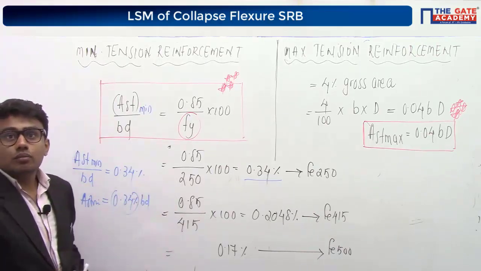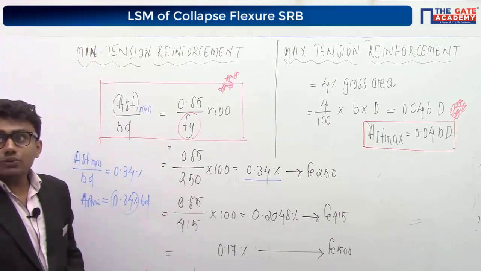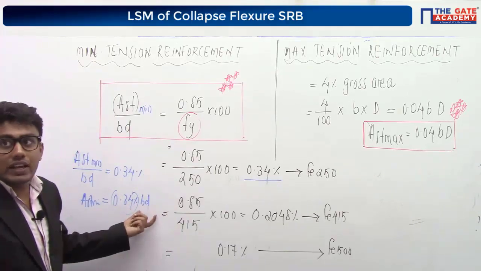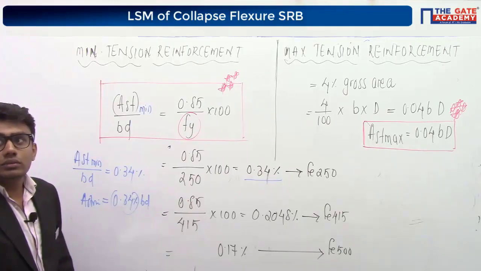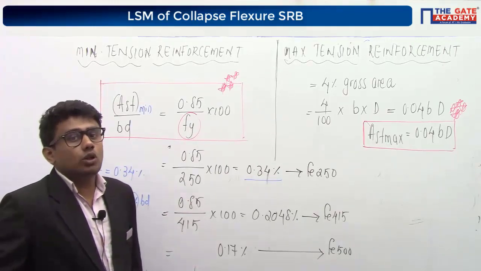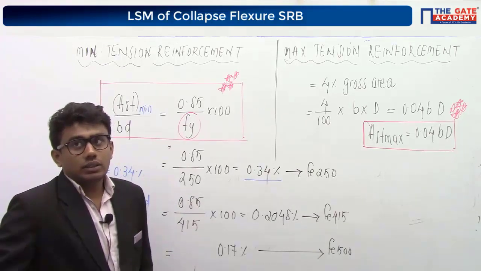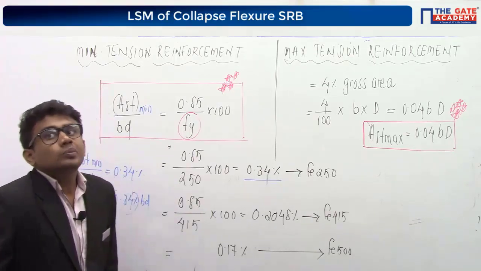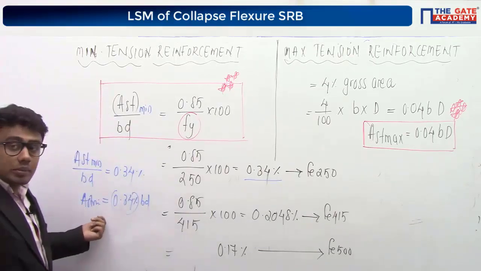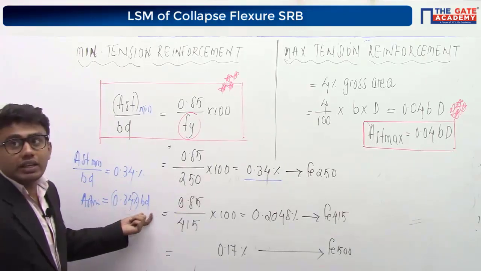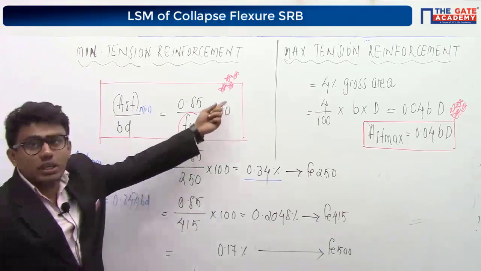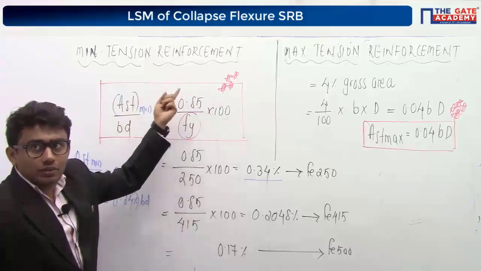0.34% of BD, effective area. Saksham, from minimum, no, we cannot conclude that. We cannot go for that conclusion. Okay, Rudraj, is it clear now? This is AST minimum divided by BD is equal to 0.35%. We have to provide a minimum of 0.35% of effective area. That's the meaning of the equation here. We can understand from this equation.